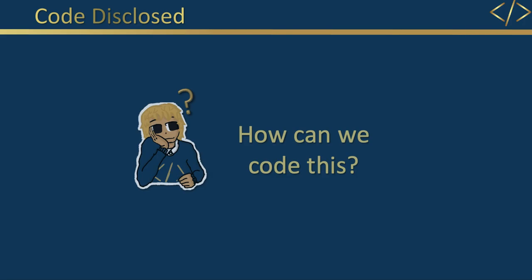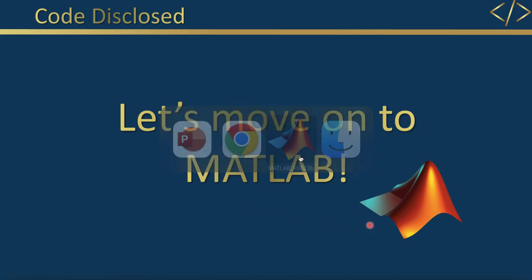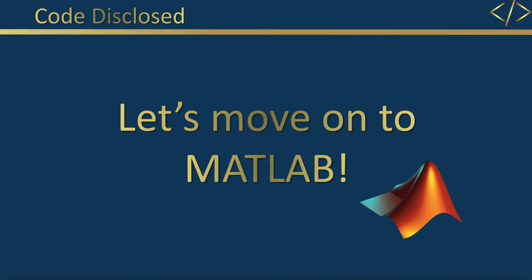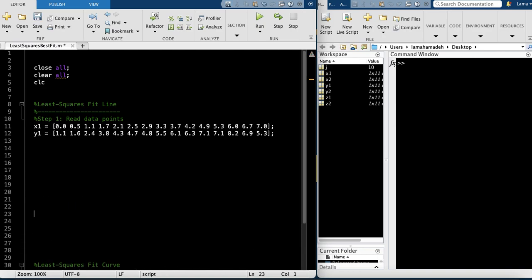All right. Now the question is how to code this in MATLAB, whether it's a line or a curve. So let's move to MATLAB here. I have prepared two data sets here. The first data set is just a line data set, and if we choose a line model, it would be best. And for the second data set, if we choose a curve or a second order polynomial, it would be the best fit. All right, let's start with the first one, and then we can go through the second one in a minute.